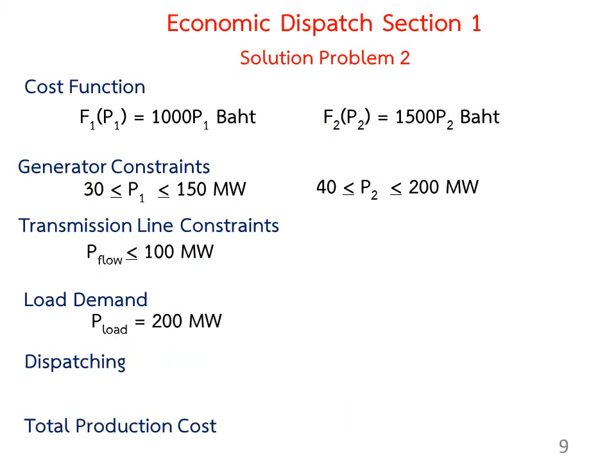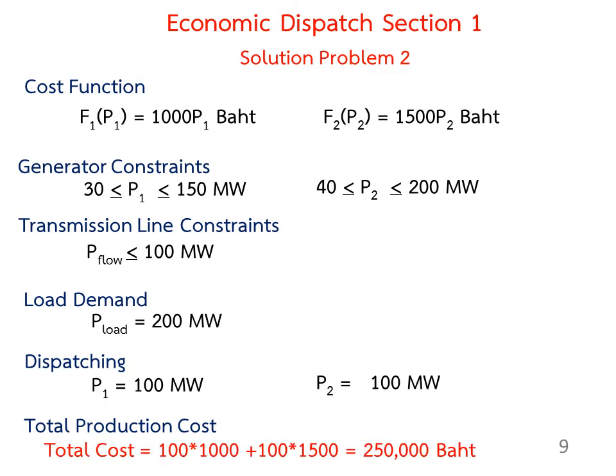G1 is cheaper, 1,000 baht per megawatt hour, but it should produce only 100 megawatt to satisfy line limit. G2 should produce 100 megawatt. The total production cost is 250,000 baht.